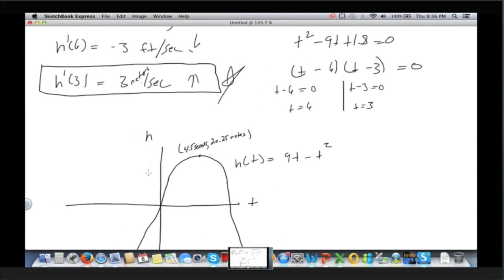Okay. What's the point that we were focusing on now? Somewhere around here. Excellent. So, let's label its coordinates. So it was 3 seconds.